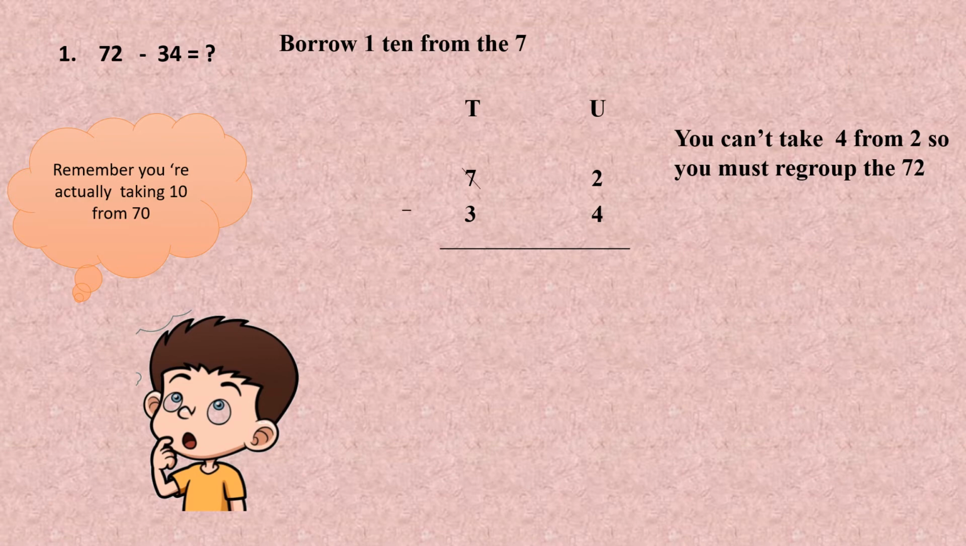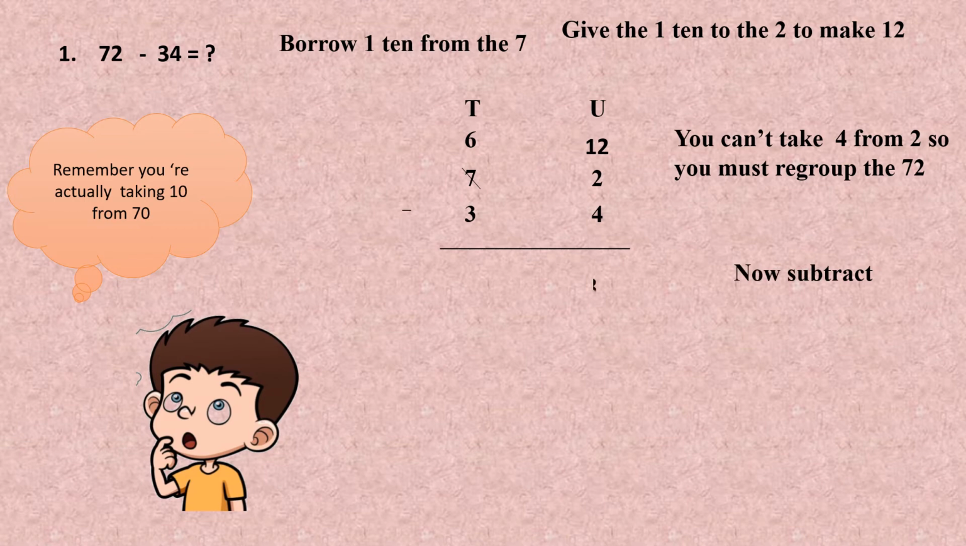So, I borrow 1 and it leaves 6. Give the 10 to 2 and you get the number 12. Yes. And now subtract. 12 minus 4, 8. 6 minus 3, 3. So the answer is 38. Let's read the complete problem now. 72 minus 34 gives me 38.